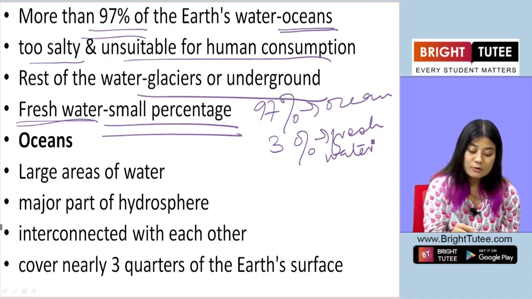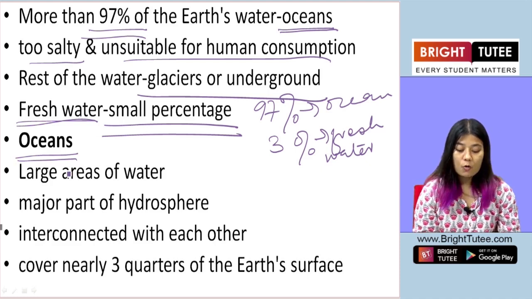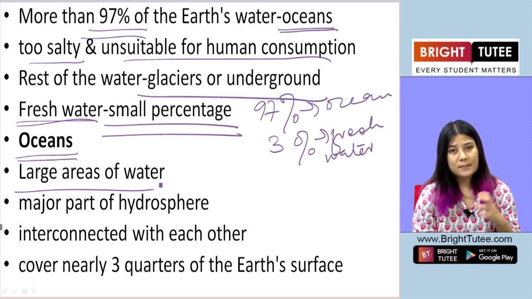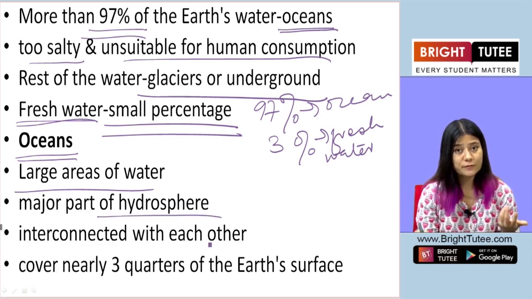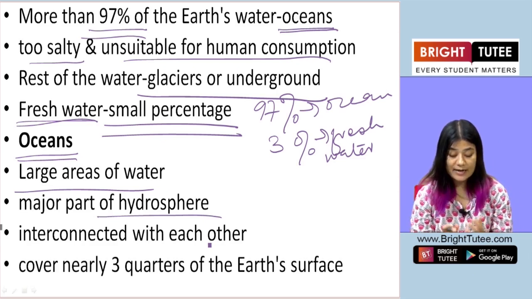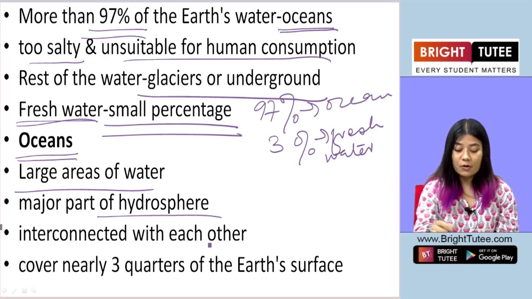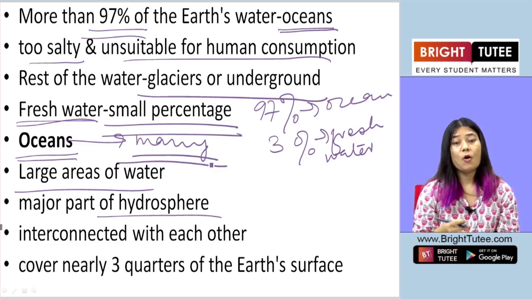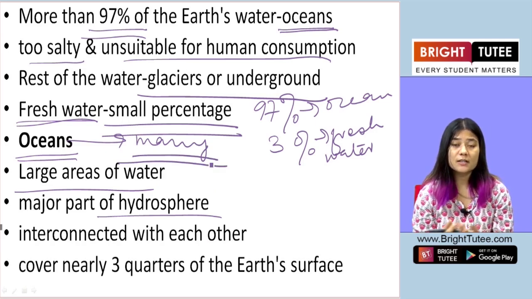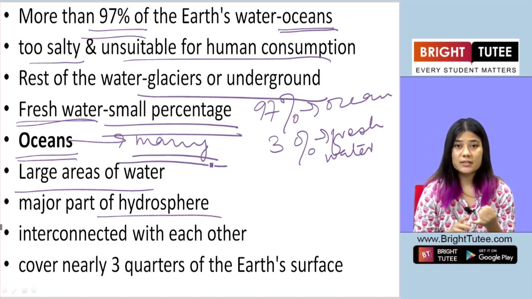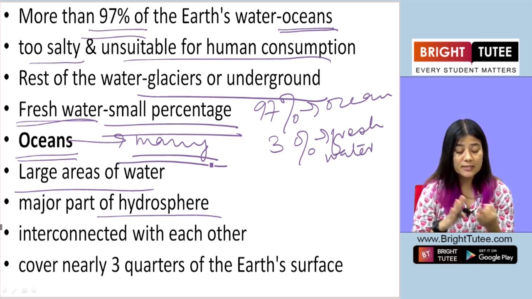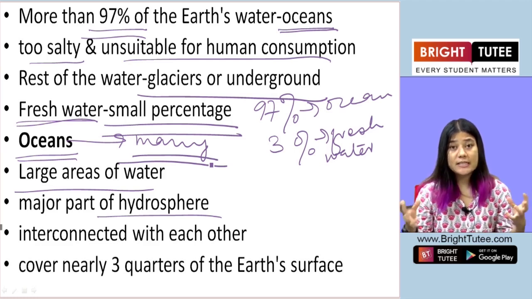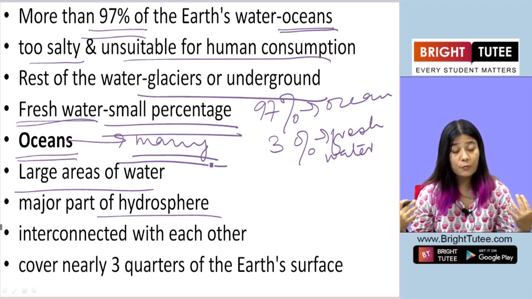Now let us look at oceans. Oceans are large areas of water or water bodies. They form a major and most important part of the hydrosphere, the component of planet Earth. There are many oceans. If you look at the map of the planet Earth, we see oceans like Pacific Ocean, Atlantic Ocean, Antarctic Ocean, Arctic Ocean, Indian Ocean, etc.